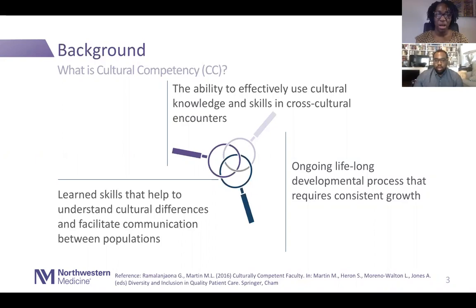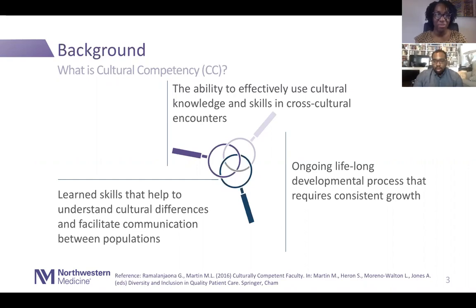Now, there's a lot of controversy around cultural competency. So as educators in this topic, it's really important that you understand two major things. First, no physician can ever be an expert in someone's culture. In fact, the authors of cultural competency understand this because in their definition, they include that cultural competency is an ongoing, lifelong developmental process that requires consistent growth.